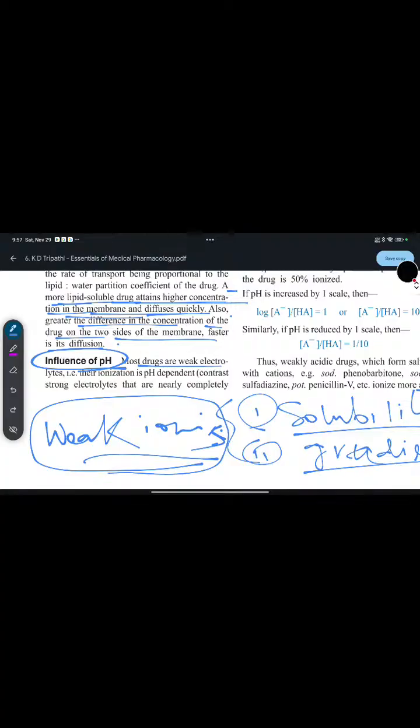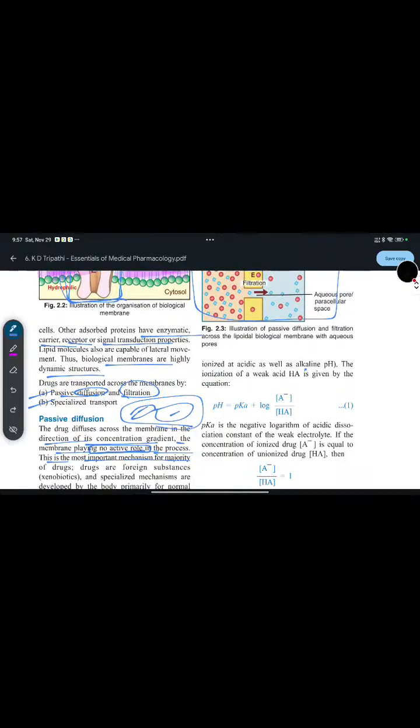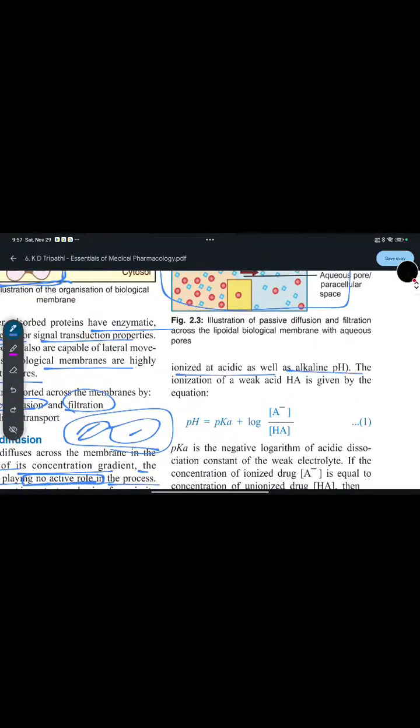What is the influence of pH? Most drugs are weak electrolytes. Their ionization depends on pH, in contrast to strong electrolytes that are nearly or completely ionized at acidic as well as alkaline pH.